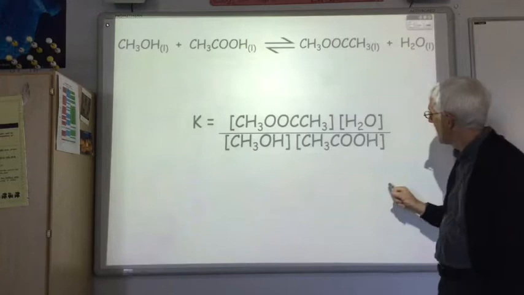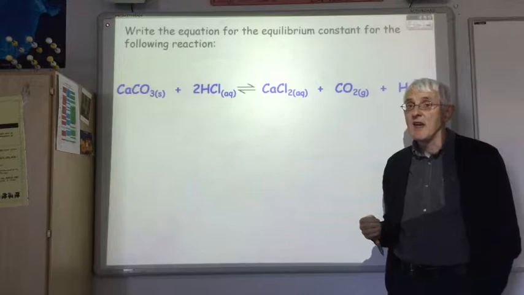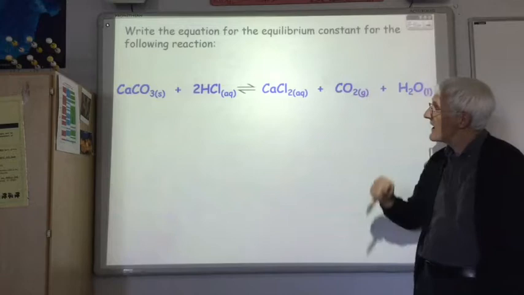So it's a wee bit confusing and you'll need a wee bit of practice. Now, why don't you pause the tape and try and write the expression for the equilibrium constant for this reaction between calcium carbonate and hydrochloric acid.